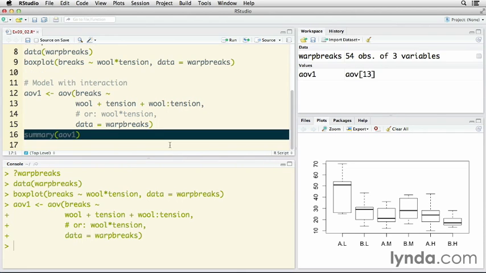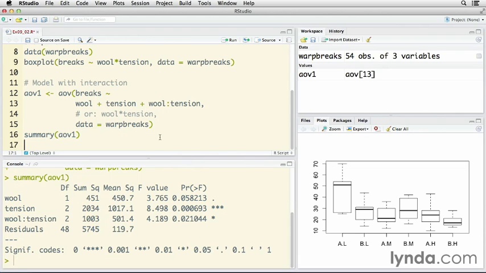And let's get some summary statistics on it. What we have here is an analysis of variance table. We have three factors. We have the wool factor, we have the tension factor, and then we have the interaction of the two. We have the degrees of freedom, the sum of squares, the mean squared, the F value, that's the actual test statistic. And then there at the end, the last column that says Pr greater than F, that's the probability value. And we're looking for probabilities that are below 0.05.